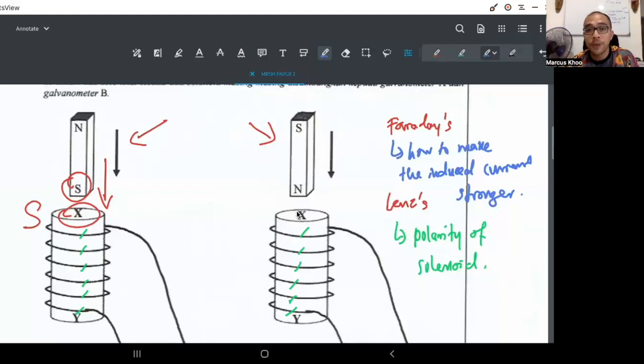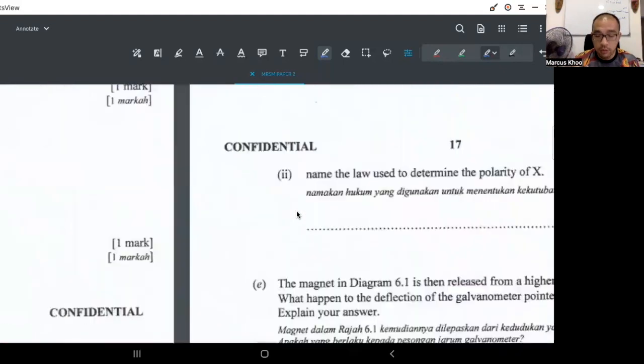This is not the definition, but I'm just helping you to see the difference between the two. If the question is asking about how to make the induced current stronger, what are the factors? That's Faraday's law. But if you want to know which side is north, which side is south, that's Lenz's law. So be very careful between these two.